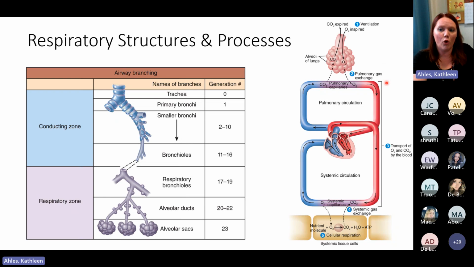We do what's called pulmonary gas exchange. That's getting oxygen into your bloodstream. We do that at the respiratory zone with the alveolar sacs. And then we will do systemic gas exchange down at the tissues. Systemic gas exchange is oxygen goes into my cells and carbon dioxide comes out of my cells. So two different kinds of gas exchange that we do, whether we're just getting it into the body or whether we're getting it into our cells.